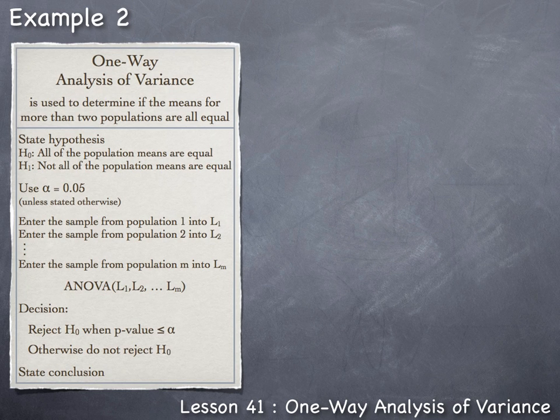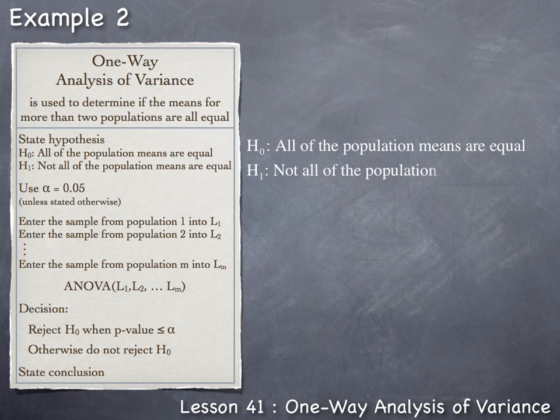So, to follow the steps of our one-way analysis of variance hypothesis test procedure, we begin by stating the hypotheses. H0 and H1 are always stated in the same manner in a one-way analysis of variance. H0 is always that all of the population means are equal, and H1 is always that not all the population means are equal. Now that we've stated the hypotheses H0 and H1, we then identify our alpha level of significance. Here we're using the customary alpha of 0.05.